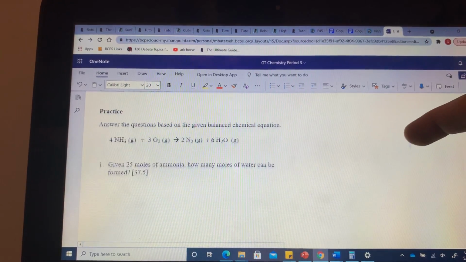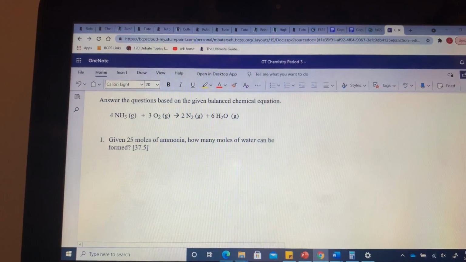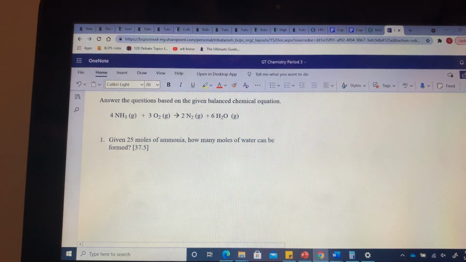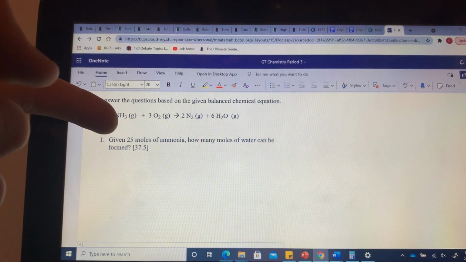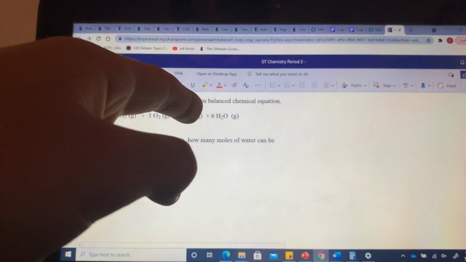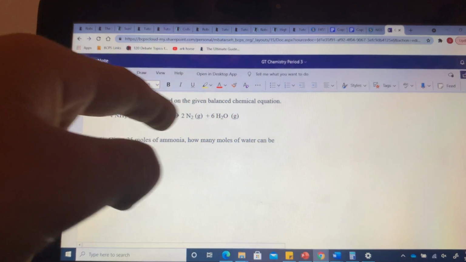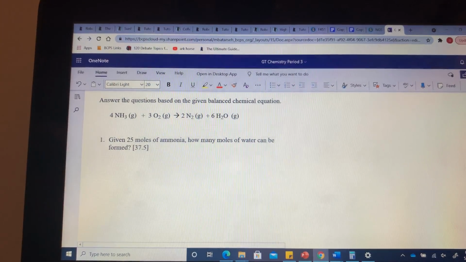Basically this is our balanced equation. So our ratio of NH3 to O2 to N2 to H2O is 4 to 3 to 2 to 6. Now before, we've been acting as if it was 1 to 1 to 1 to 1. But if you're converting between different chemicals, you're going to have to know the ratio in the equation. Because this means that there is twice as much NH3 as there is N2, because the ratio between NH3 to N2 is 4 to 2, which is the same as 2 to 1.